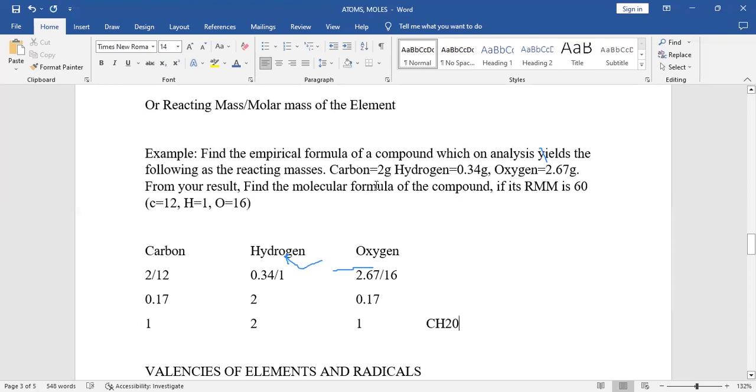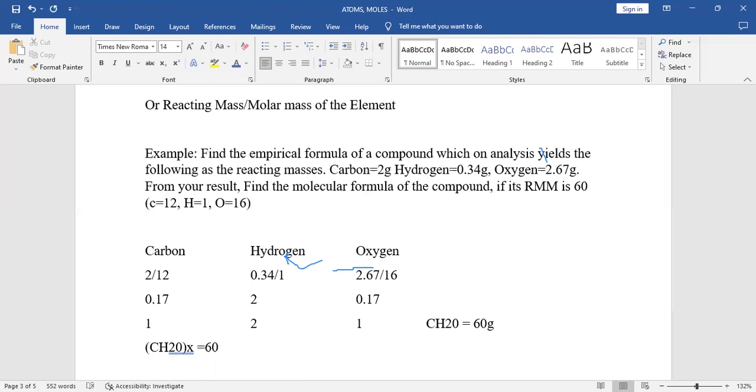The next is calculate the molecular formula if the RMM is 60. So we already know the empirical formula. We just write equals to 60 grams. So to now know the real molecular formula, we now write CH2O in brackets, because there'll be something that will multiply everything. And there'll be X here. X is what we are looking for. Equals to 60.